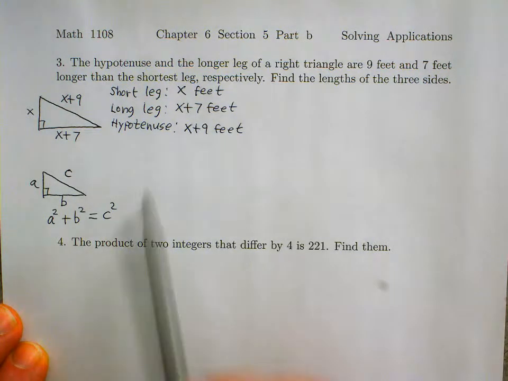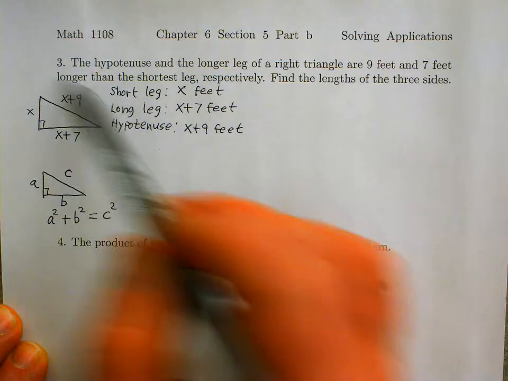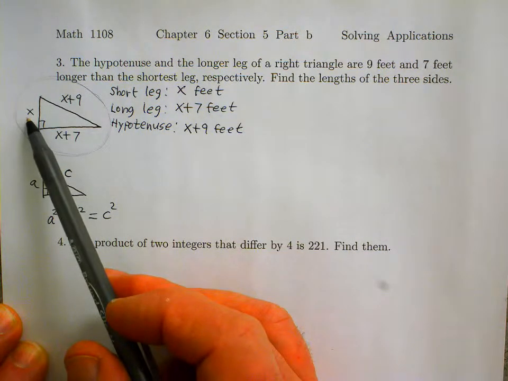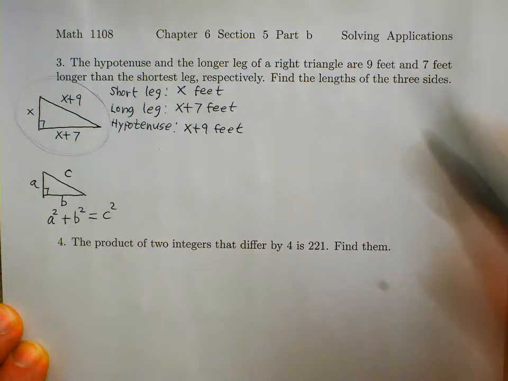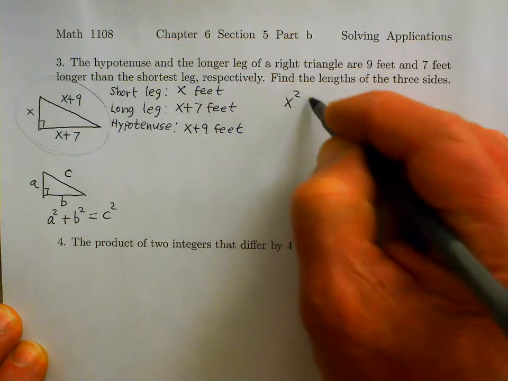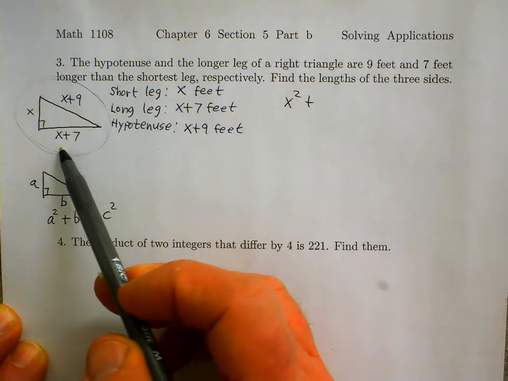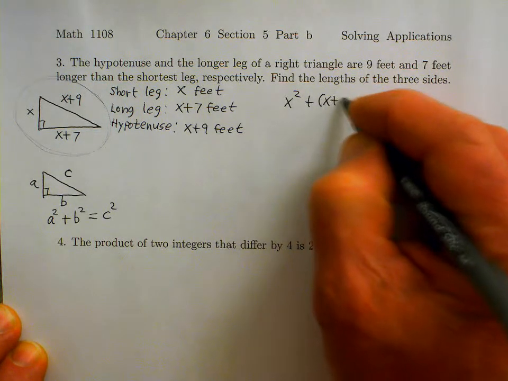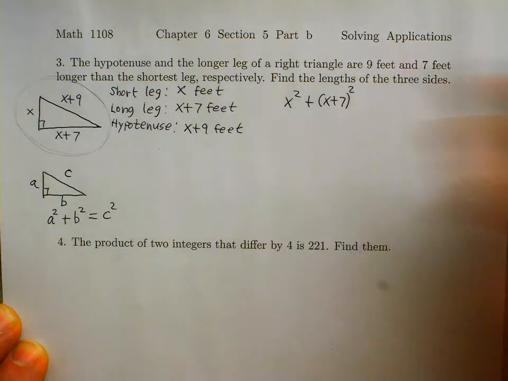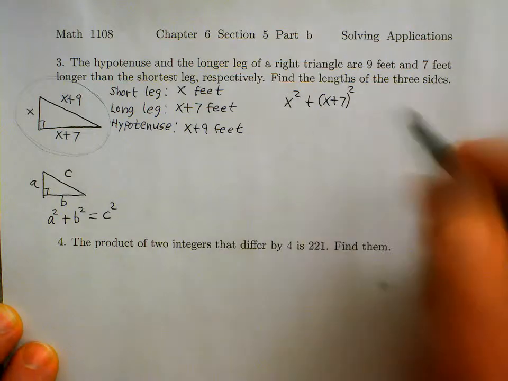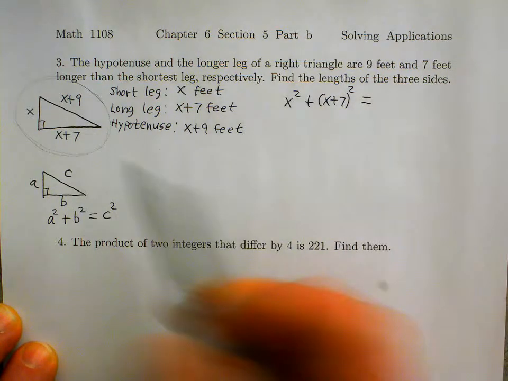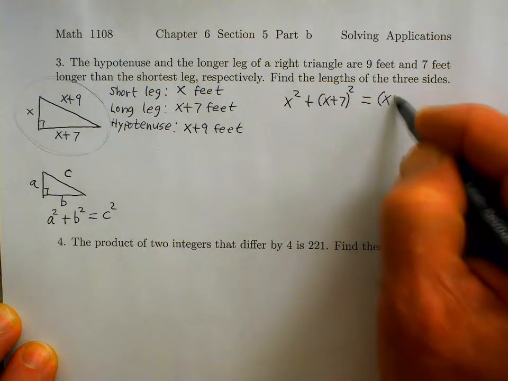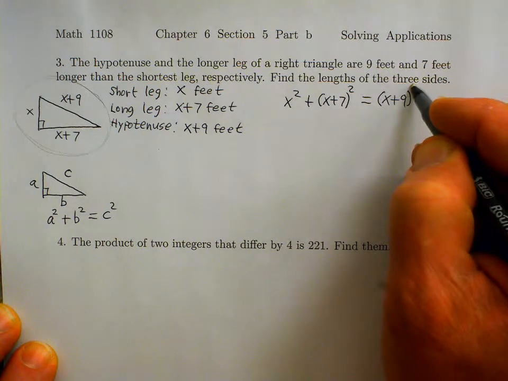Then we apply the Pythagorean theorem to this right triangle. We square the length of the short leg, so we get x squared. We add that to the square of the long leg. The long leg is x plus 7, so we have to square the binomial x plus 7. And then that's equal to the square of the hypotenuse, which is x plus 9 squared.